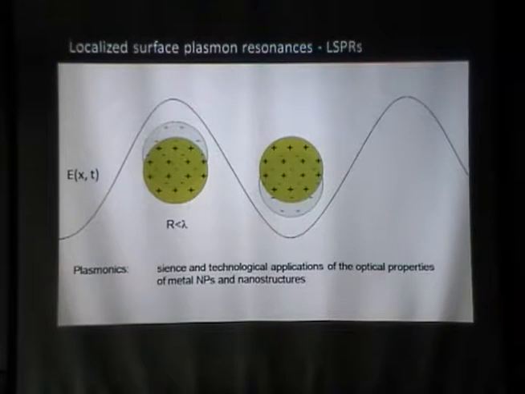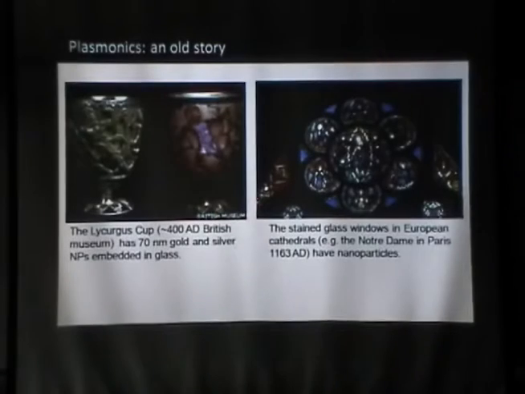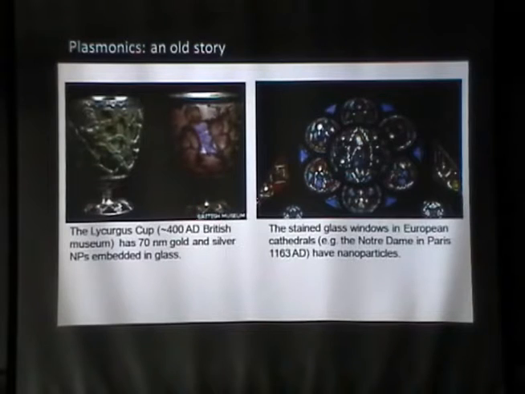Nowadays, all these things are called plasmonics. If you hear that word, that is very fashionable nowadays, it refers to the science and technological applications of metallic nanoparticles, particularly of the optical properties of metallic nanoparticles. And these technological applications of the optical properties of metallic nanoparticles are not new. Actually, they have been used for many centuries.